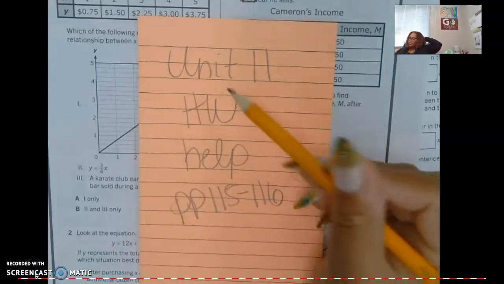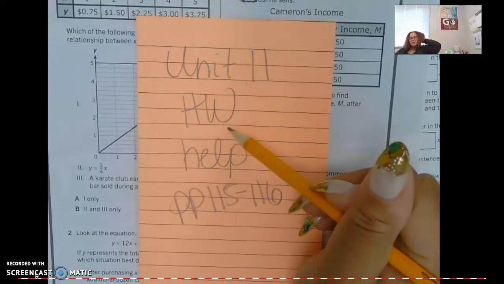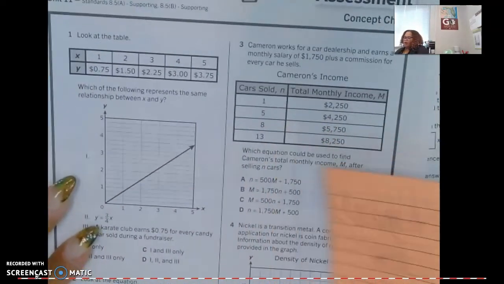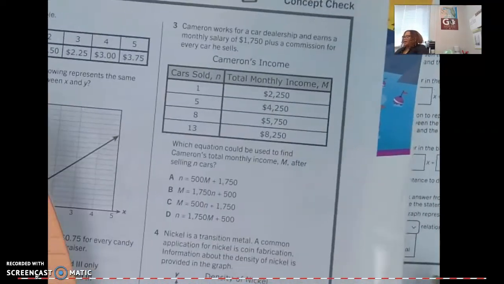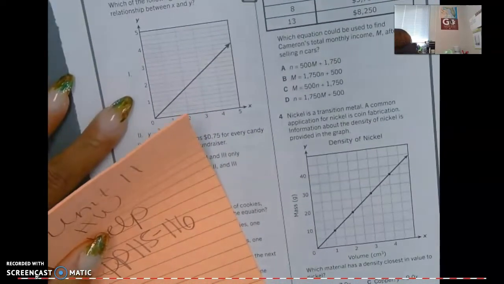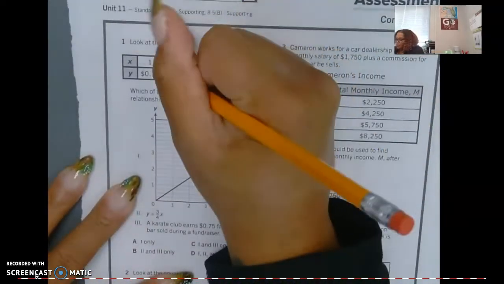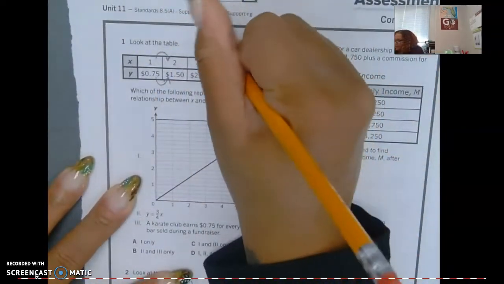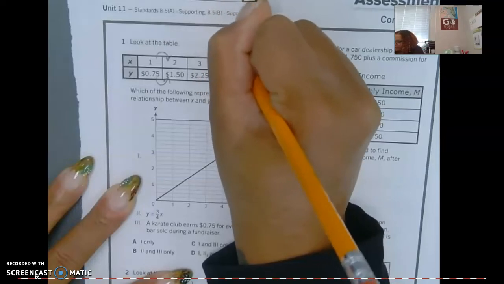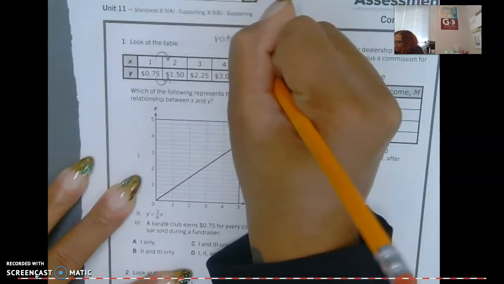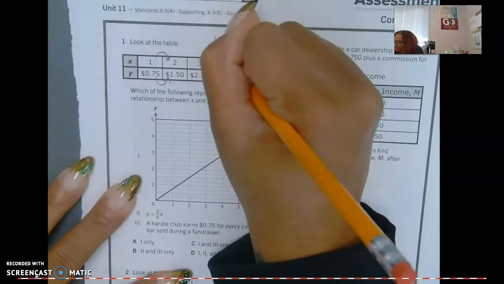I'm going over Unit 11, pages 115 through 116. On every question that you get with a table, I need it to be a point for you to draw arrows. How do you get from one value to the next? Because we need to find the rate, which is always delta y over delta x, the rate of change, that is.